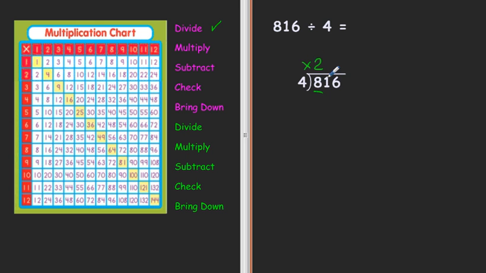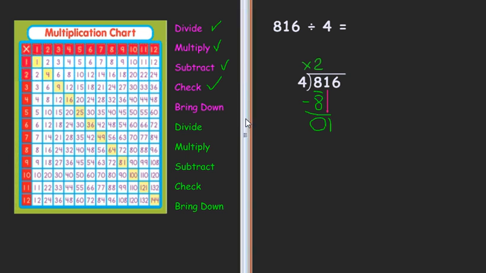Next, we're going to multiply. I can put the multiplication sign right up here. 2 times 4 is 8. Multiply. Check. Next, we are going to subtract. 8 minus 8 is 0. Subtract. Check. Is 0 smaller than 4? Yes, it is. Check my check. And now we have to bring down the 1. So I bring down this 1 right here. So now I have 1.